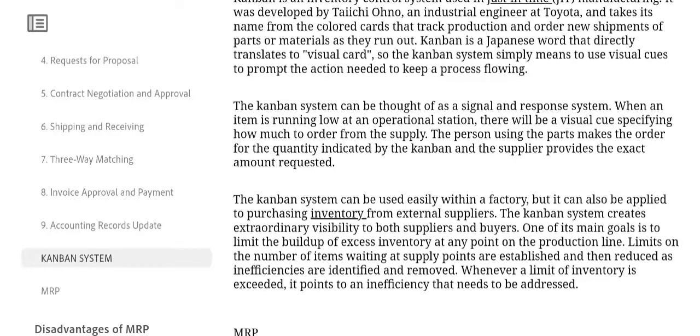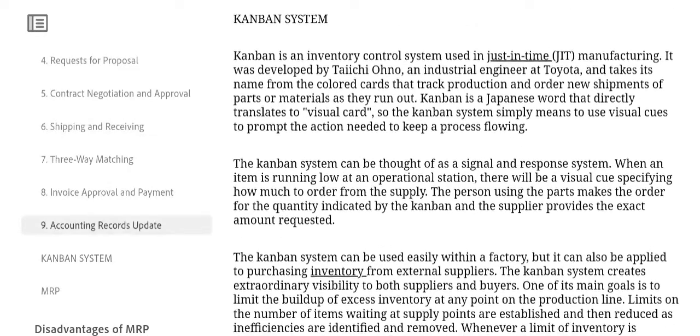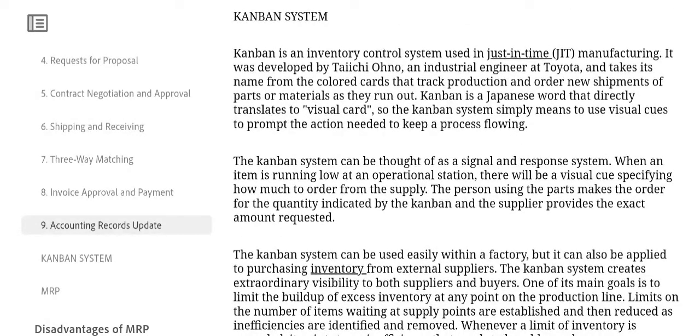After that, the Kanban system can be used easily within a factory, but it can also be applied to purchasing inventory from external suppliers. The Kanban system creates extraordinary visibility for both supplier and buyers. Means with the help of this system, the supplier and buyer both can understand the exact requirement. So this is exactly the Kanban system. Kanban system is basically depending on visual cues or visual cards.